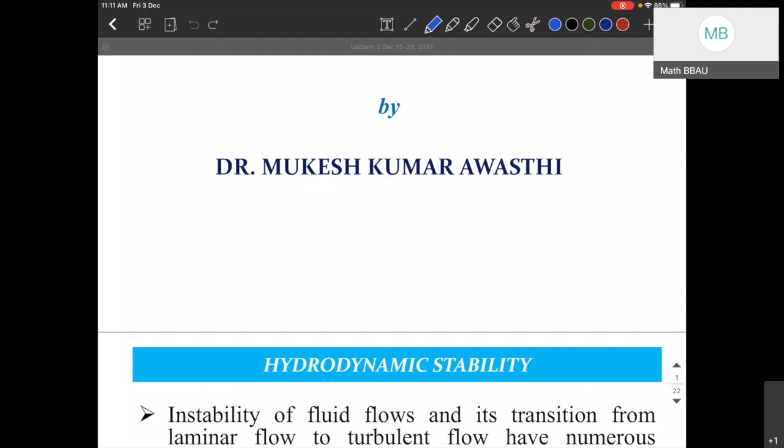Now consider an object like this one, and here we are putting an object. If we displace it, if we impose some disturbance on it, then it will displace either in this direction or in this direction, but after some time it will regain its original position. So this is basically a stable arrangement.